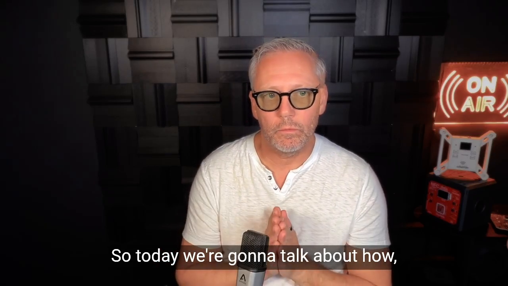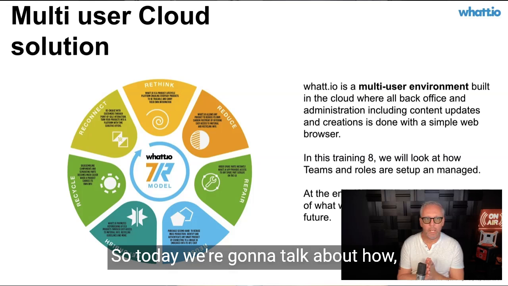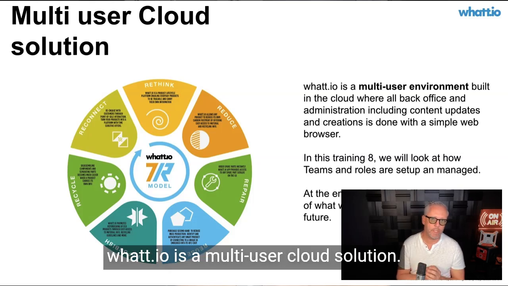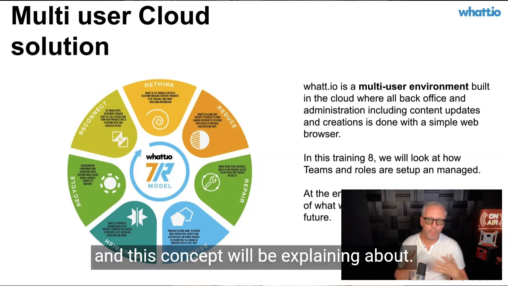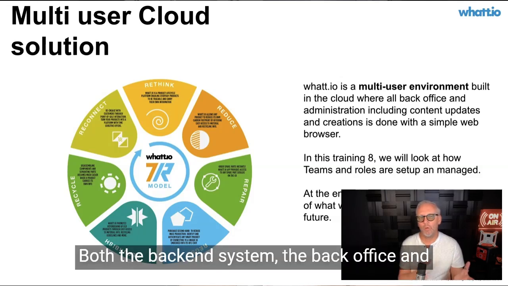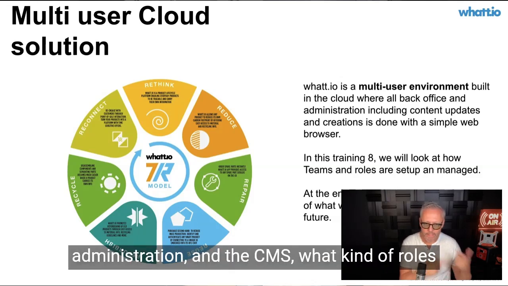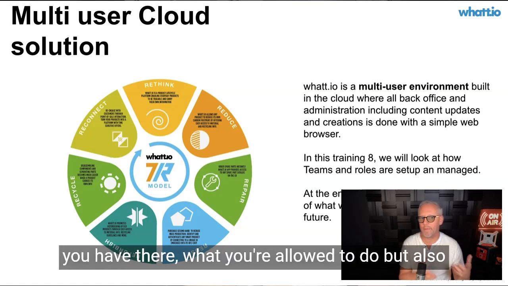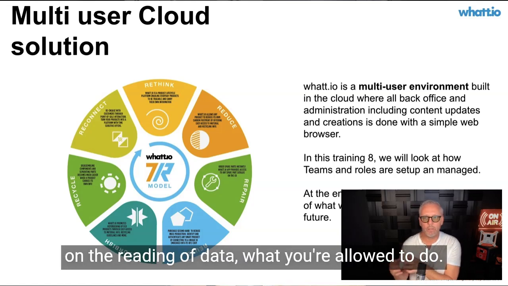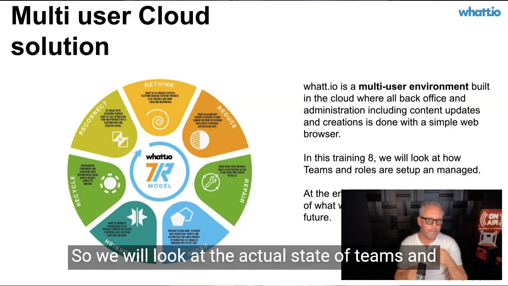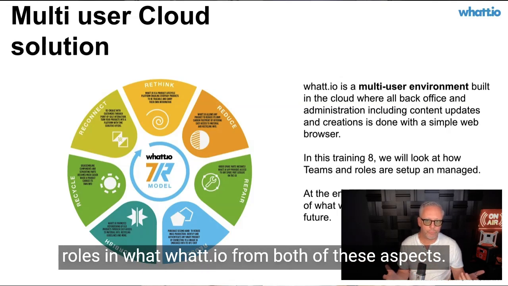So, today we're going to talk about how What.io is a multi-user cloud solution. This concept will explain both the backend system, the back office and administration, and the CMS: what kind of roles you have there, what you're allowed to do, but also, on the reading of data, what you're allowed to do. So we will look at the actual state of teams and roles in What.io from both of these aspects.